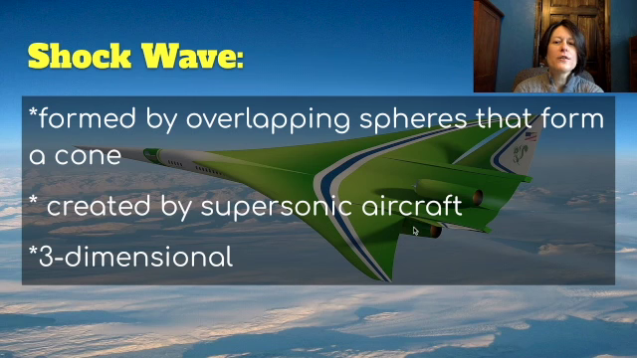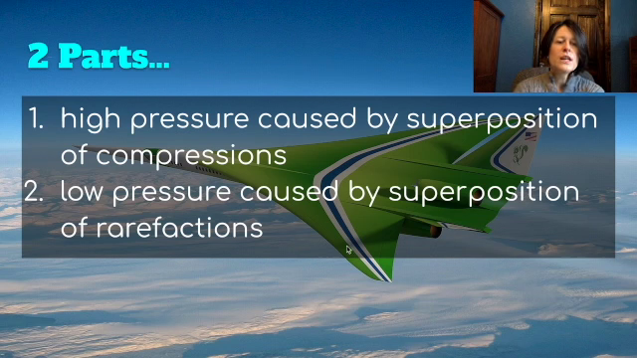Let's take a look at shock waves. A shock wave is formed by overlapping spheres that form a cone. It's created by supersonic aircraft and it's three-dimensional. So it's going to be a lot like the bow waves, except this time, instead of being two-dimensional, it is three-dimensional and it has to do with air pressure. There are two parts. Number one, there is a high pressure caused by superposition of compressions and low pressure caused by superposition of rarefactions.